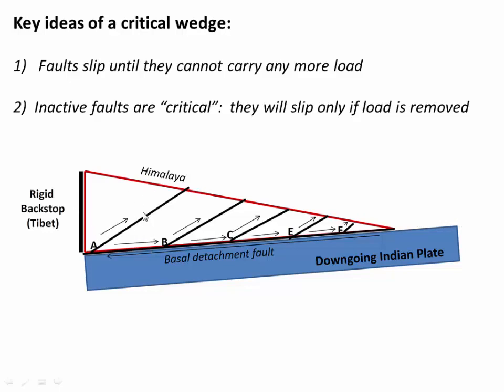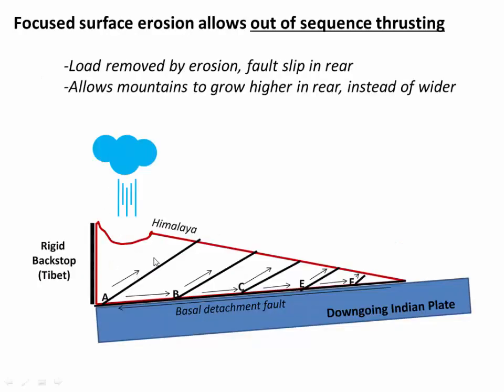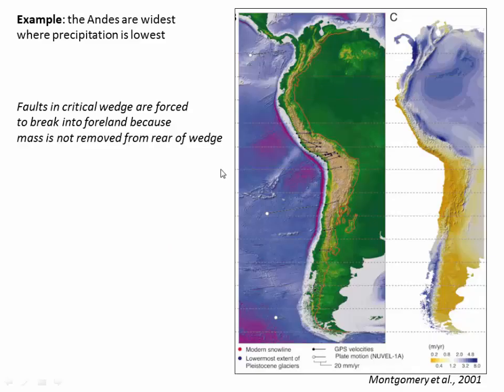However, if we allow these thrusts in the back to be active, we can make our mountain range taller and not as wide. So how might we make these thrusts in the rear active? Well, keep in mind, they stopped or became critical because the load above them was too much to carry. So if we actually remove some of that load by erosion, we can drive what's called out-of-sequence thrusting. And we can allow these faults in the rear of the wedge to slip and have the mountain range become higher instead of wider. And a great example of this is the Andes mountain range.